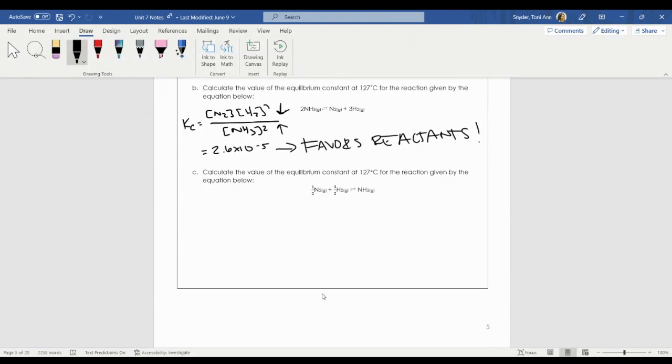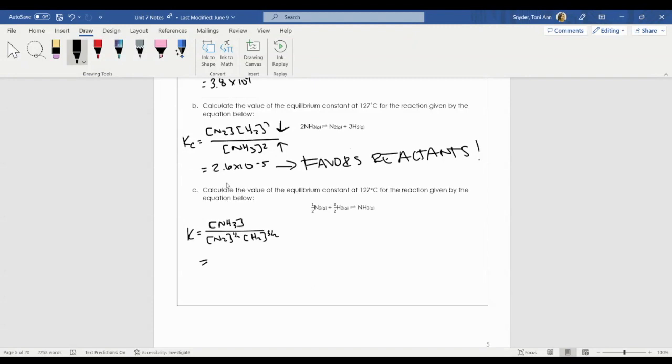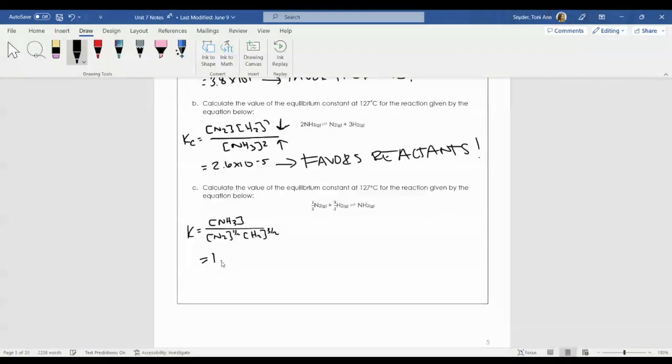And let's try this last one here. Notice how I am using that original equation from A, but I am raising it to different powers. So K is equal to the concentration of ammonia to the first power over my concentration of nitrogen to the 1/2 times my concentration of hydrogen to the 3/2. If you solve for that correctly, using those concentrations, you should get an equilibrium constant of 1.9 times 10 to the second.